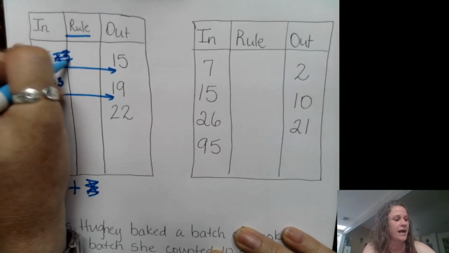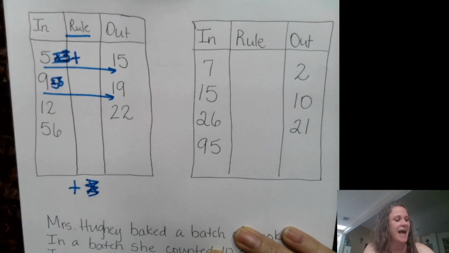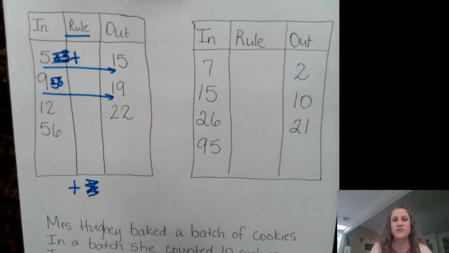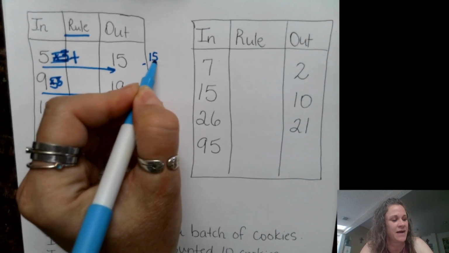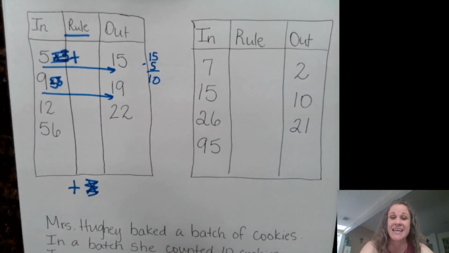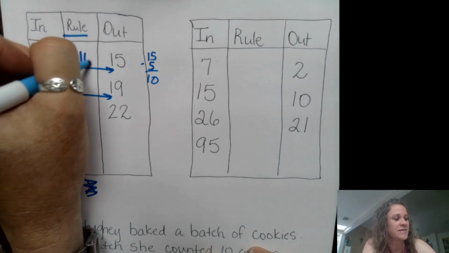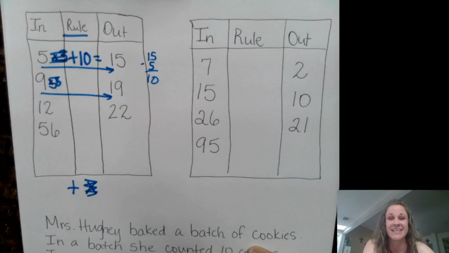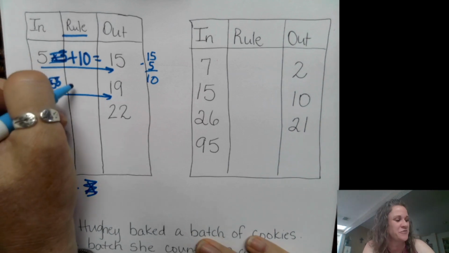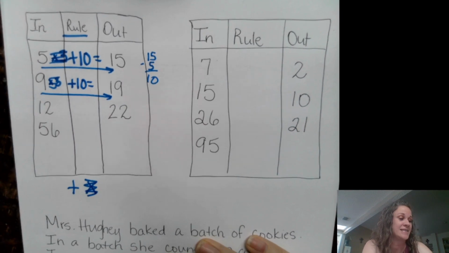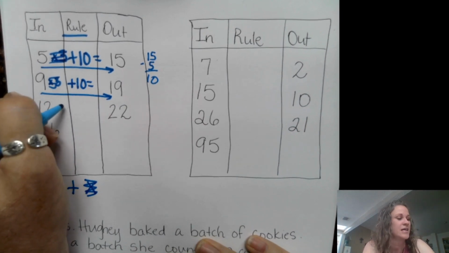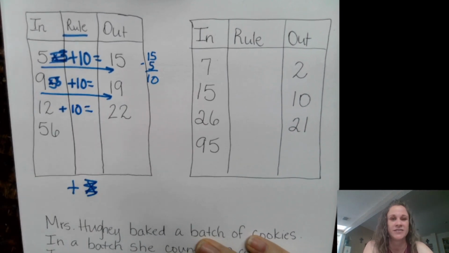So then let me try addition. If I was adding, well, if you don't know how to get from 5 to 15, you can do the opposite. So instead of adding, I could say 15 minus 5. Well, 15 minus 5 would give me 10, so that means I would be adding 10. You can do the inverse operation to help you figure out what's going on. So 5 plus 10 is 15. Yes, do not stop there. Remember, you've got to check another one. So 9 plus 10 is 19. Yes. 12 plus 10 is 22. Yes.